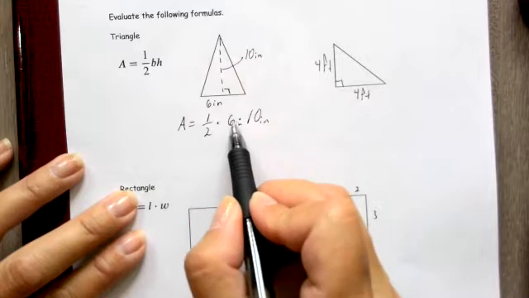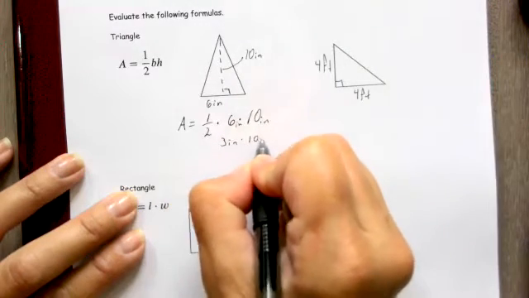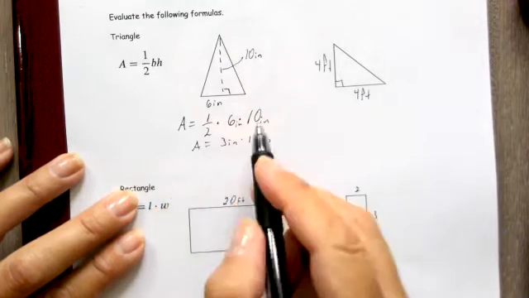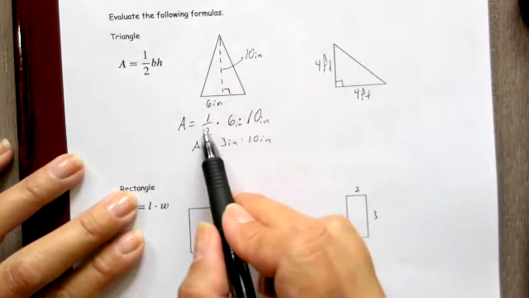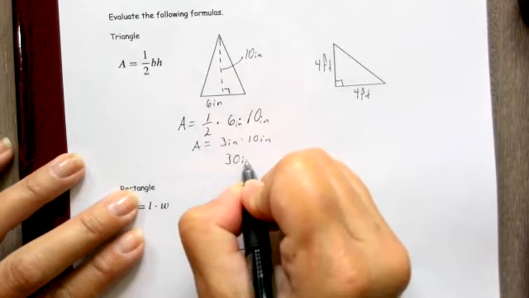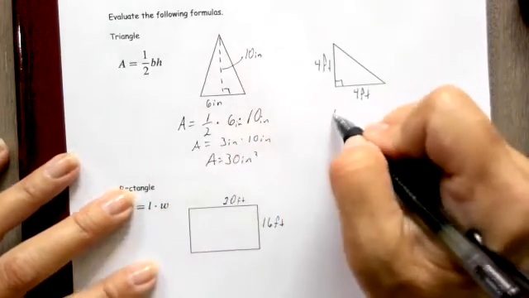Okay, 1/2 of 6 is 3. So first I'm going to take, doing order of operations, there's two multiplications. Half of 6 is 3. Now multiply, this is 30 inches squared, the area of that triangle.